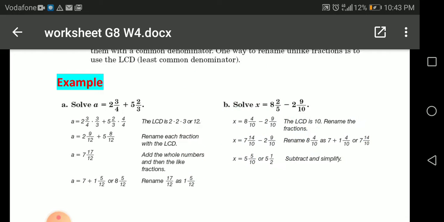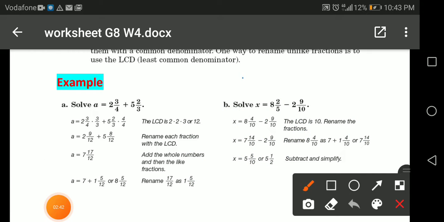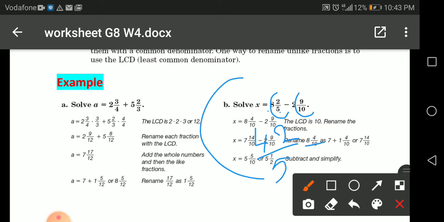Okay, guys? Okay, what about this one? I can solve it the same way, or we can change the mixed number from the first into an improper fraction. 5 times 8 gives me 40. 40 plus 2, 42 over 5. Minus, 10 times 2, 20. 20 plus 9, 29 over what? Over 10. 10 and 5.